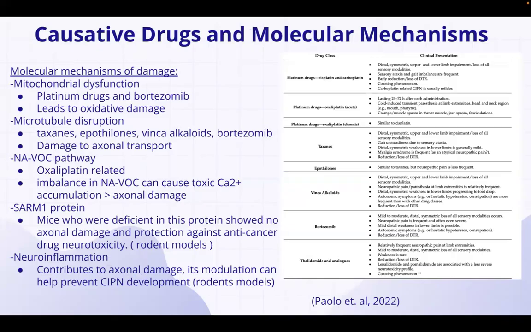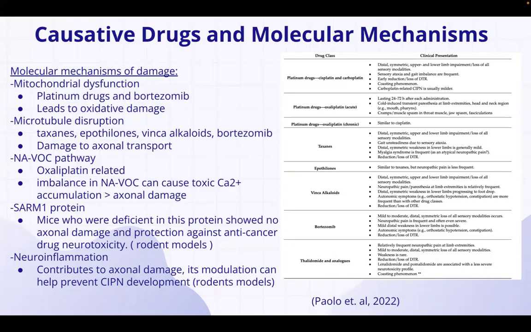And then to go into even more detail, we can discuss the specific classes of drugs that cause CIPN and their clinical presentation. As we can see, this goes back to my last point of saying that there is a lot of variance in the symptoms and the duration based on which exact drugs are given to the patients. And these drugs can cause damage via specific molecular mechanisms, and these mechanisms can include mitochondrial dysfunction, popular amongst platinum drugs and bortezomib, and this ultimately leads to oxidative damage in cells. There's also microtubule disruption present in the drugs below, and as microtubules are important in cellular transport, disruption to their function can cause damage to axonal transport.